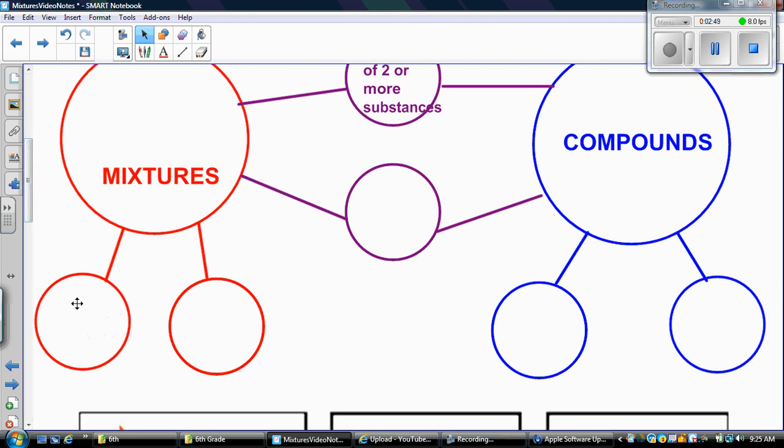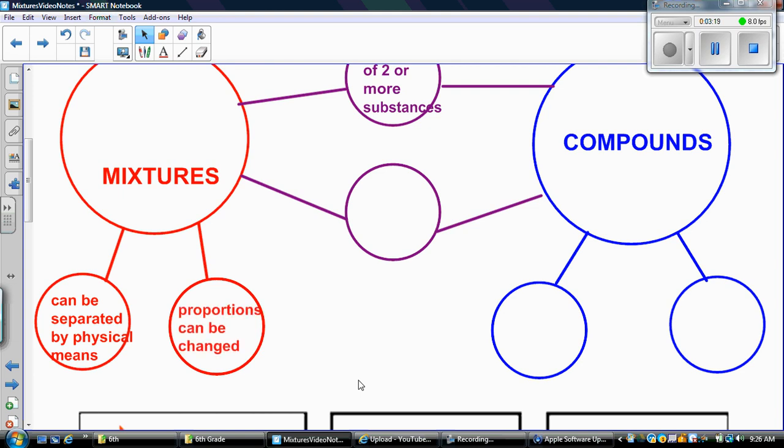Okay, let's see what else we've got. Remember, mixtures can be separated by physical means. You can sometimes heat it up and evaporate, just like salt water: you can evaporate the water and leave the salt behind. Sometimes you can physically separate a bag of Skittles by color. There are a lot of ways that you can separate mixtures physically, and that's a big difference from compounds.